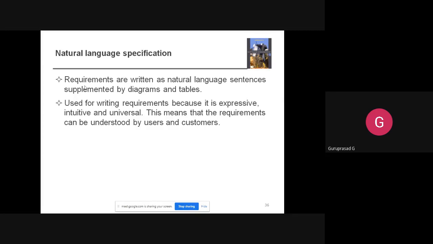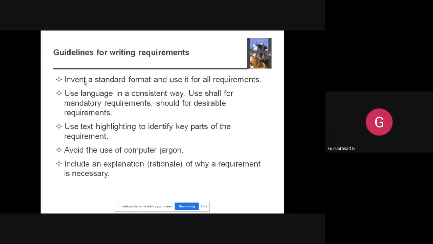That means, depending on the background of the user, as I told, I may interpret in one way, the second person may interpret in another way. So this is the major problem, and I already mentioned how to write the requirements.